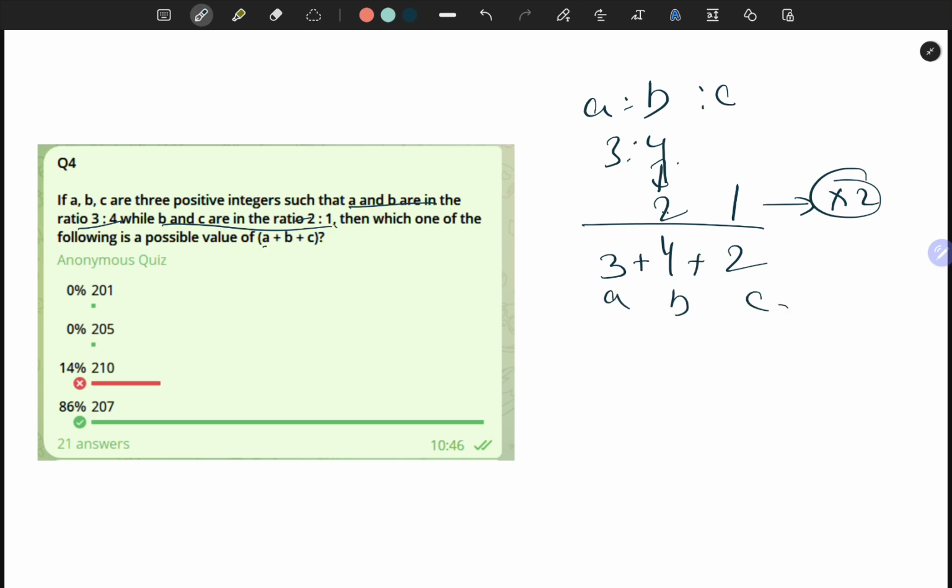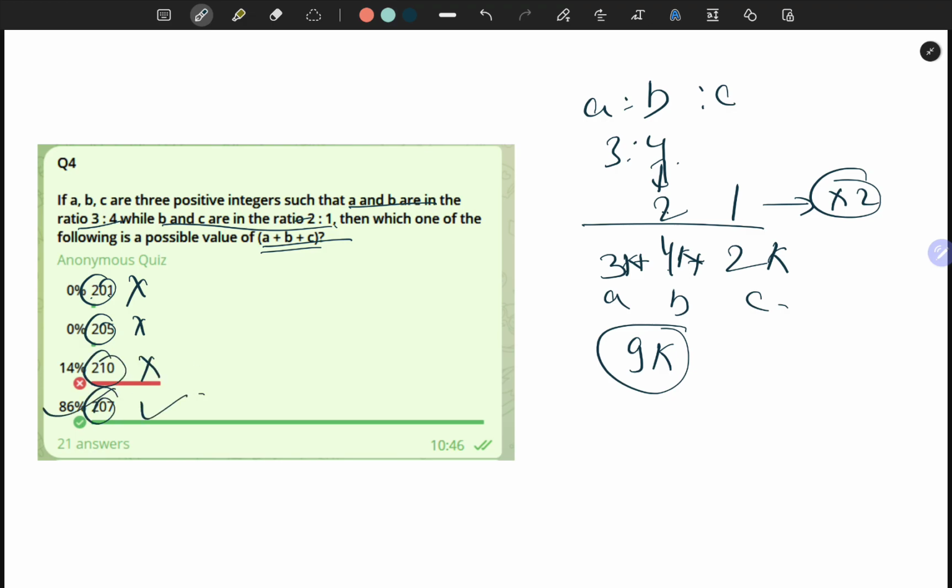The question is, which of the following is a possible value of a plus b plus c? Now see, a plus b plus c can be written as 3k, 4k, 2k, because we have to know the ratio sum. So 3 plus 4 plus 2 is 9. So the option must be a multiple of 9. 213 is not a multiple. 517 is not a multiple. 213 is not a multiple. 729 is a multiple, and the answer as well.